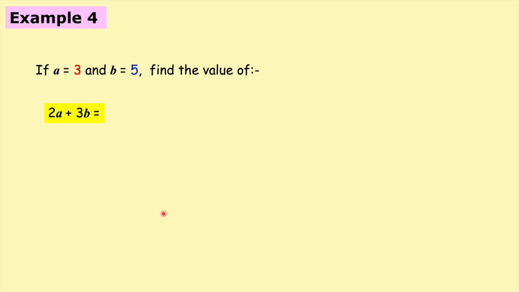So this means 2 times a, add 3 times b. We're told that a is 3, so we're going to swap that out. And we're told that b is 5, so we're going to swap that out. So 2 times 3, add 3 times 5. Again, using our BODMAS skills, we're going to calculate what 2 times 3 is first, and then 3 times 5, so 6 add 15 equals 21.